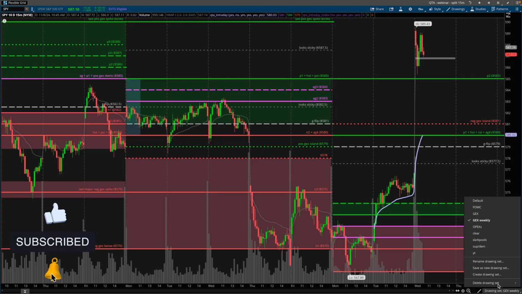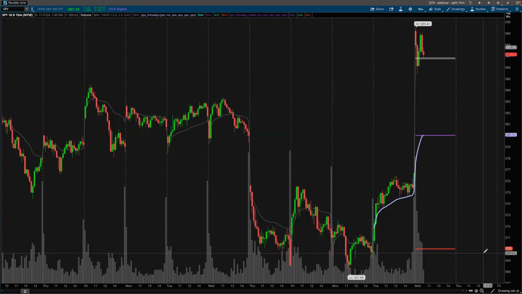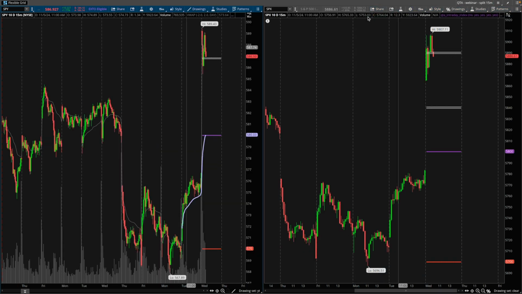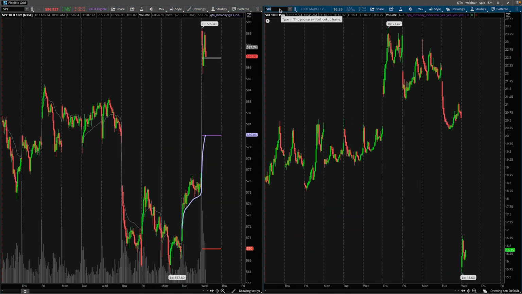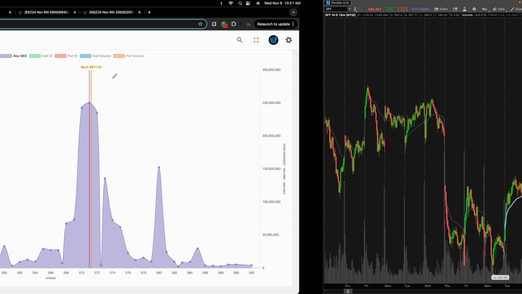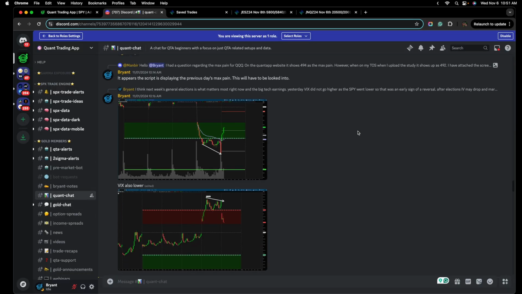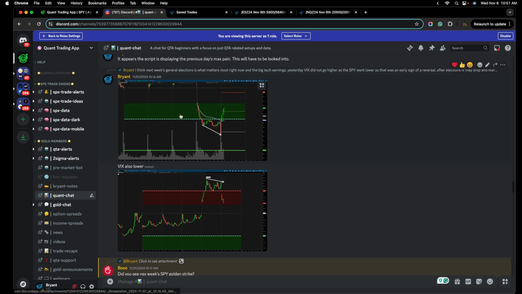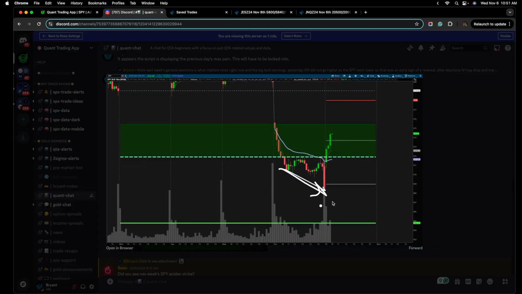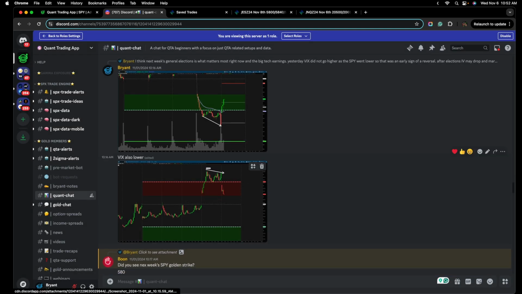So I'm actually going to clear this chart and let's look at the VIX and the SPY side by side. And this is something I believe I shared in QTA. Let me see if I can find that. Right here is the first sign last week. We can see that the SPY went lower right here, and the VIX did not go higher.